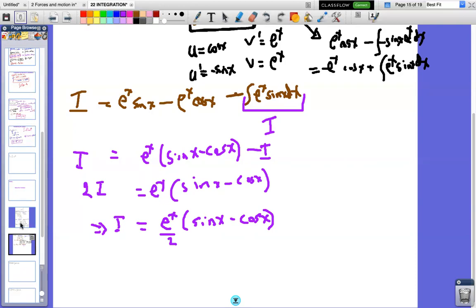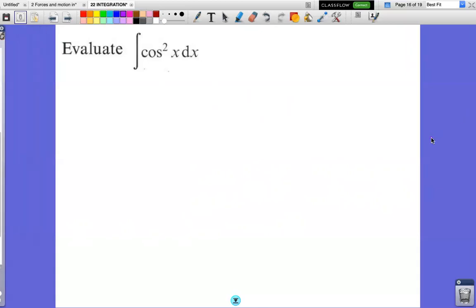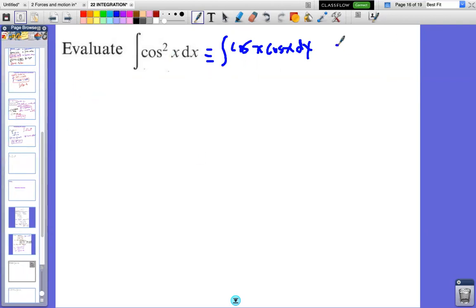This gives us a good example of how to get a reduction formula. This technique can be used to integrate a function like cos squared x, cos cubed x, cos raised to the power 4x, and so on. So if I'm asked to integrate, say, cos squared x, this is the same as integral of cos x times cos x dx, right? So call this one I.